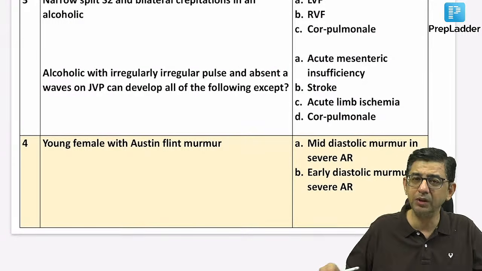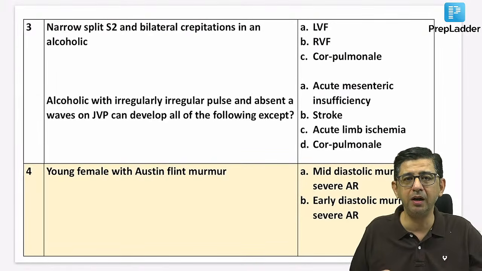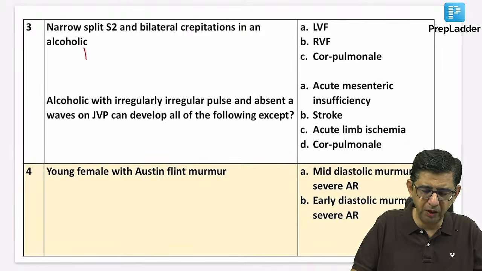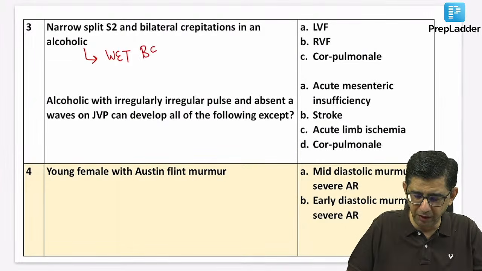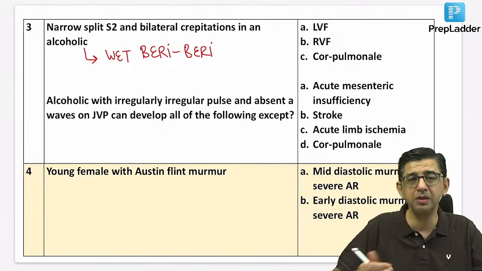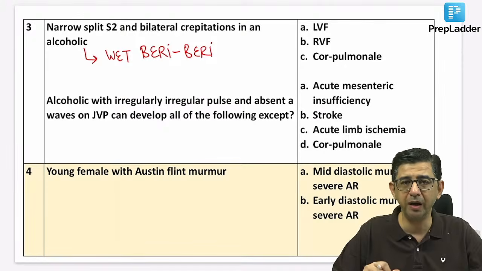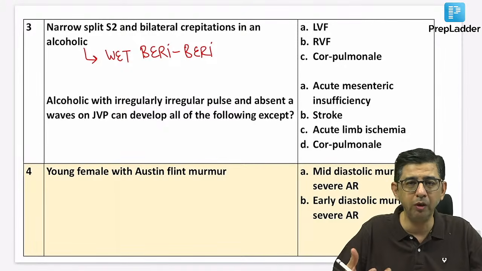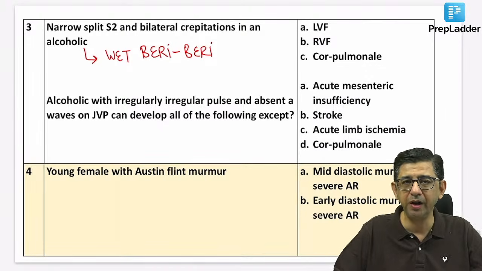Let's move on to the third concept for today. In this third concept, there is presence of a narrow split second heart sound and bilateral crepitations in an alcoholic. You are all aware of the fact that an alcoholic will have a deficiency of vitamin B1 thiamine, and therefore there would be wet beriberi, and therefore he has given you this information. There is presence of crepitations in a patient. There is a narrow split second heart sound. Both of these statements, bilateral crepitations, mean that there is pooling of blood in the lungs, and lungs are connected to the left side of the heart, so that means there is left ventricle failure in the patient.